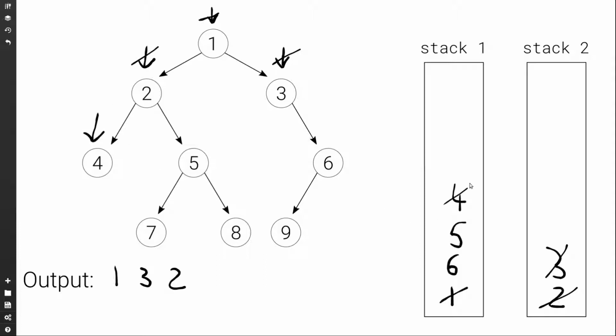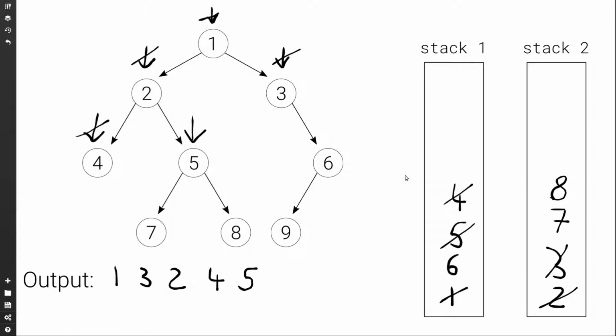We pop stack 1 and we print the current node. Then 4 doesn't have any children, so we're done with the 4. We go back to stack 1 and we set the current node to the top of stack 1, so 5. We pop stack 1 and we visit current node, so 5. Then we add the left child to stack 2, so 7. Then we add the right child to stack 2, 8. Then we're done with the 5.